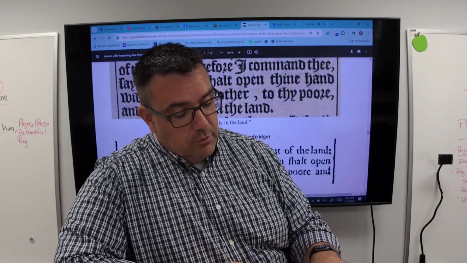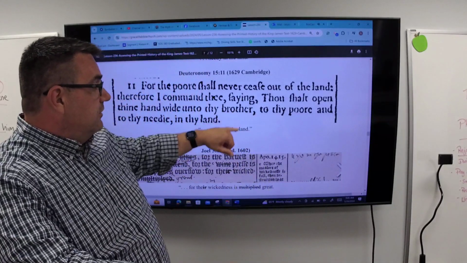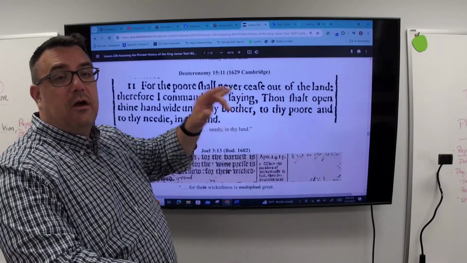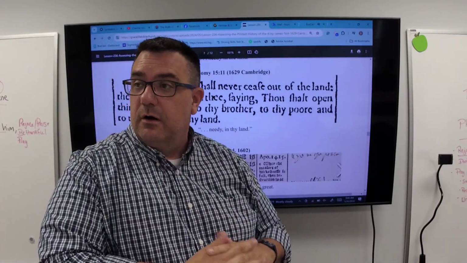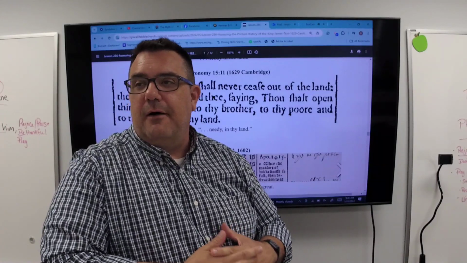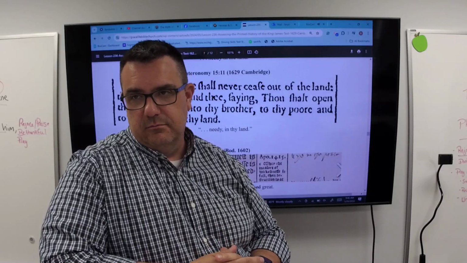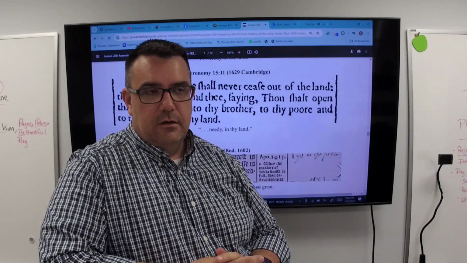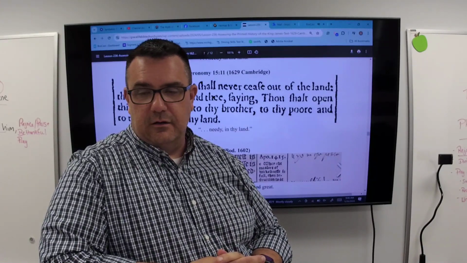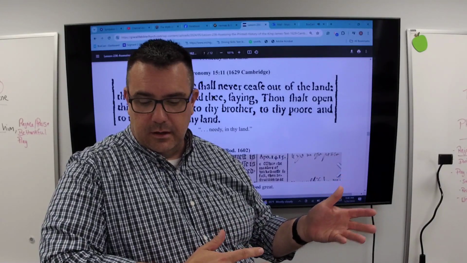No. So when you look at a 1629 Cambridge and you see them going back in and changing the to thy, and then thy becomes the standard reading that you still have in front of you today in 2024, I don't see how you get around this fact. Do later editors impact the text? Yeah. Thy land, the land, it's still Israel's who? It's still Israel's land.